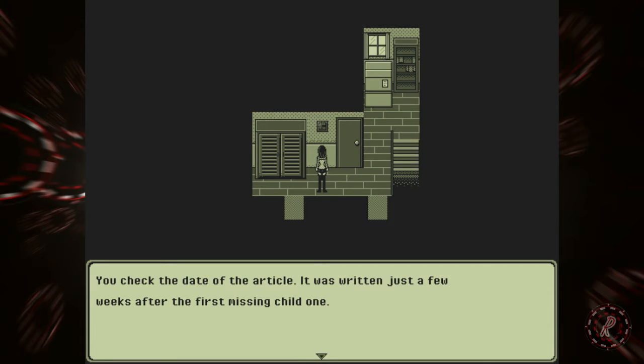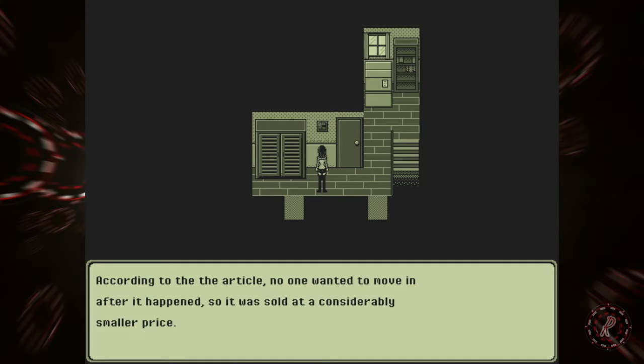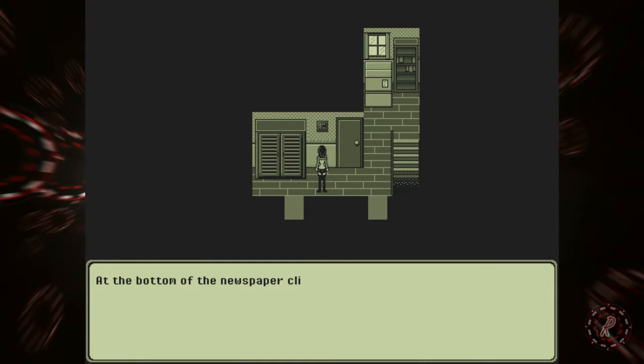You check the date of the article. It was written just a few weeks after the first missing child one. You take a look at the other articles and they all seem to be about the missing couple or the child. The last one, however, is a small article about Furukawa Housing acquiring the house 4 years after the incident. According to the article, no one wanted to move in after it happened, so it was sold at a considerably smaller price. That explains why it was so cheap.